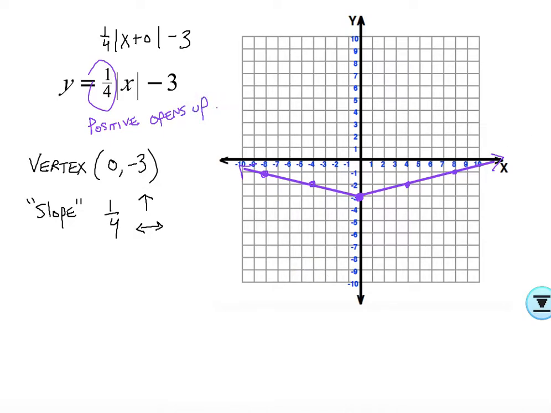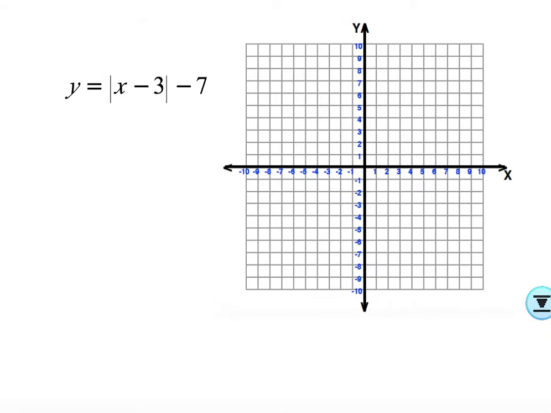Okay, let's try another one. Let's start with the vertex. I'm going to look inside and take the opposite of what I see. The opposite of -3 is 3. I'm going to look on the outside and keep that the same, -7. So I'm going to go to (3, -7) and put a dot. Now we're going to look at the slope, which is based off of the number out in front. Technically, out in front here, I could say is a 1. So my slope is 1.